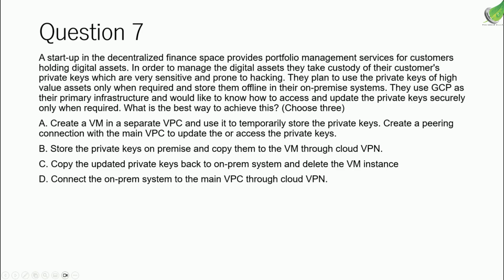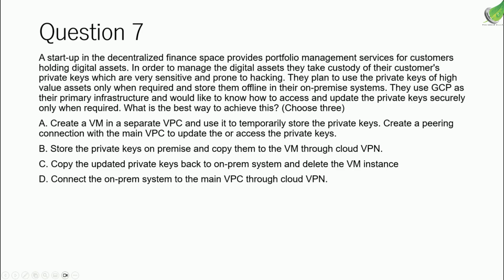What is the best way to achieve this? Choose 3. A. Create a VM in a separate VPC and use it to temporarily store the private keys. Create a peering connection with the main VPC to update or access the private keys.